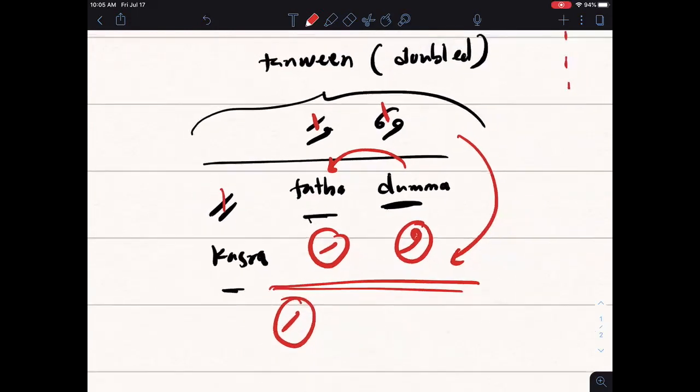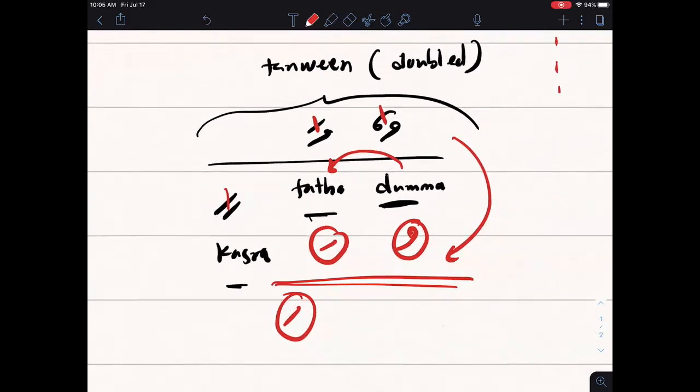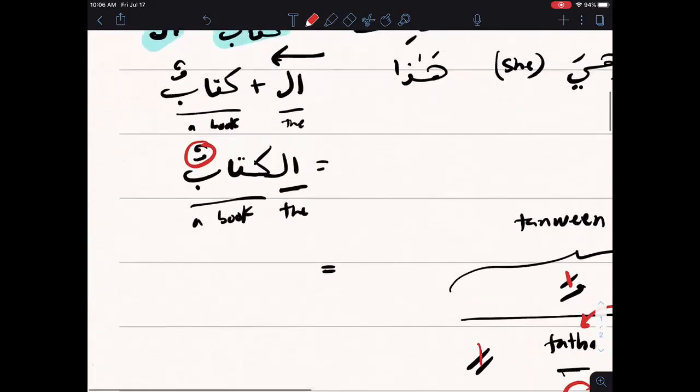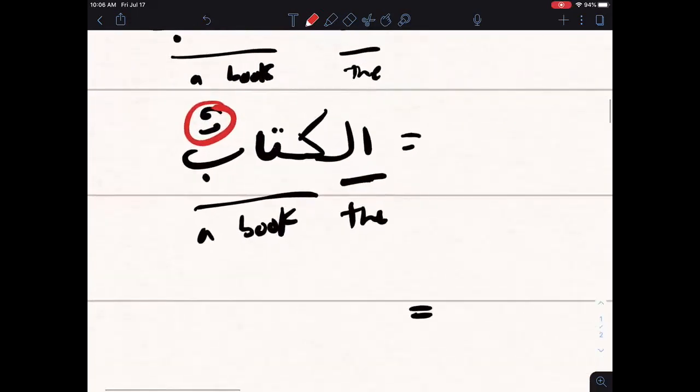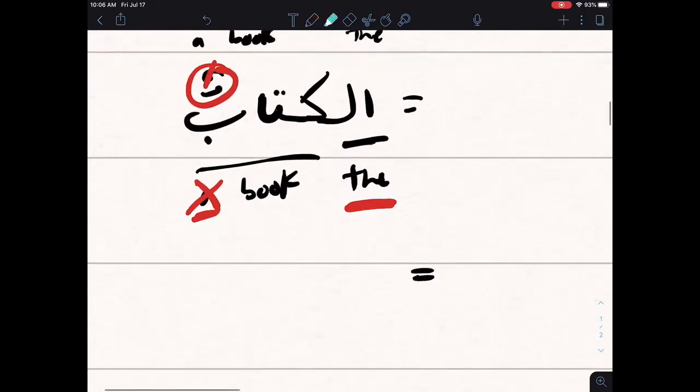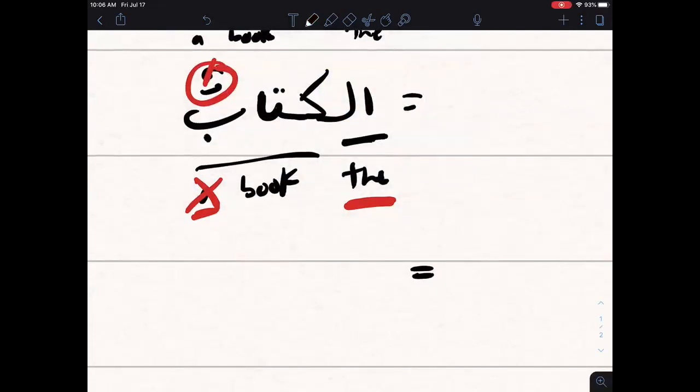So we will have situations when we have to change, and one of the situations is here. Because we have this situation where we're saying the and we're saying a at the same time, we have to remove this a. Just like in English, you're going to remove a. In Arabic, you remove the tanween. So what are you left with? Remember, let me see who said it in the beginning. I think, what was it?